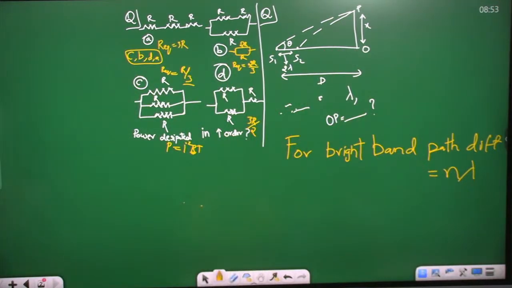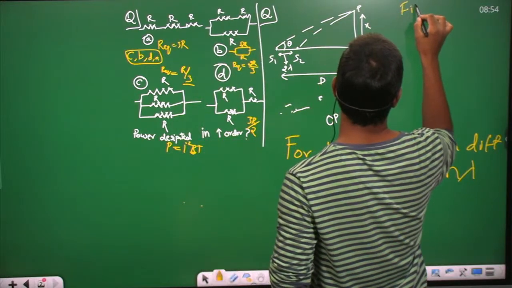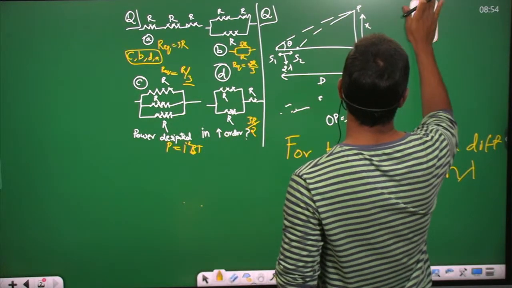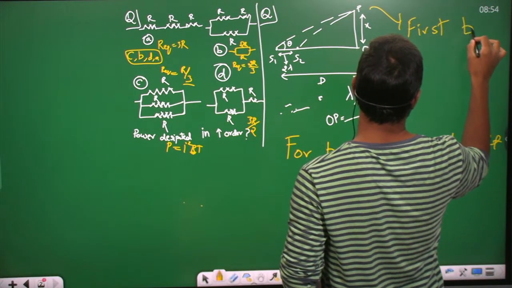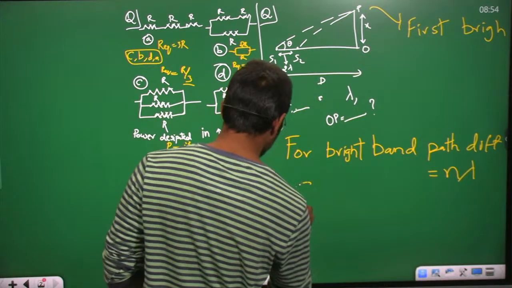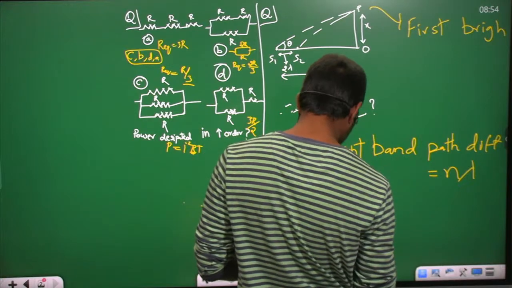So then how will you proceed? Now try to find the theta. See here n is 1. We are trying to find the first band. So at P, first bright, right? So cos theta is equal to path difference by S1 S2.